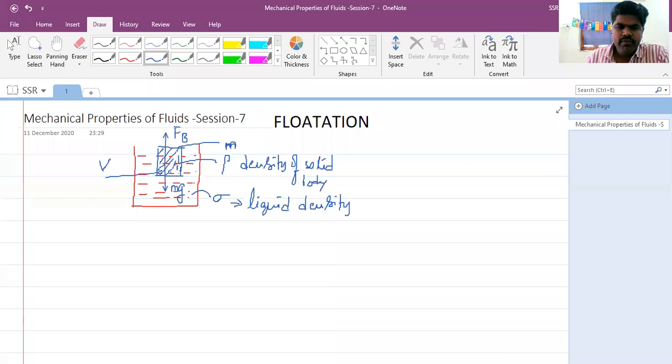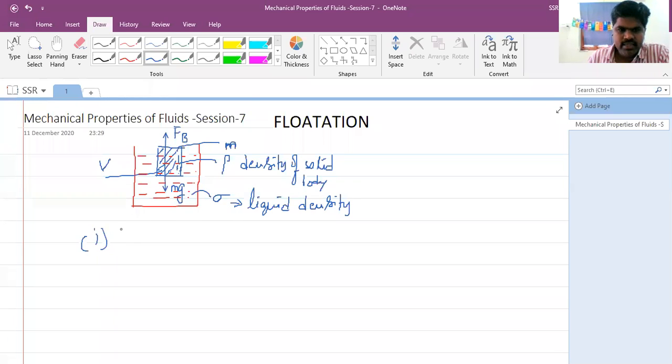If the weight is greater than the buoyancy force, then the body will sink down to the bottom of the liquid. Or if the weight is less than the buoyancy force, then it will completely float on the surface of the liquid. So there are three cases here. Then actually the body is in equilibrium. What type of equilibrium with respect to liquid? Translatory equilibrium. In flotation there are two types of equilibrium.